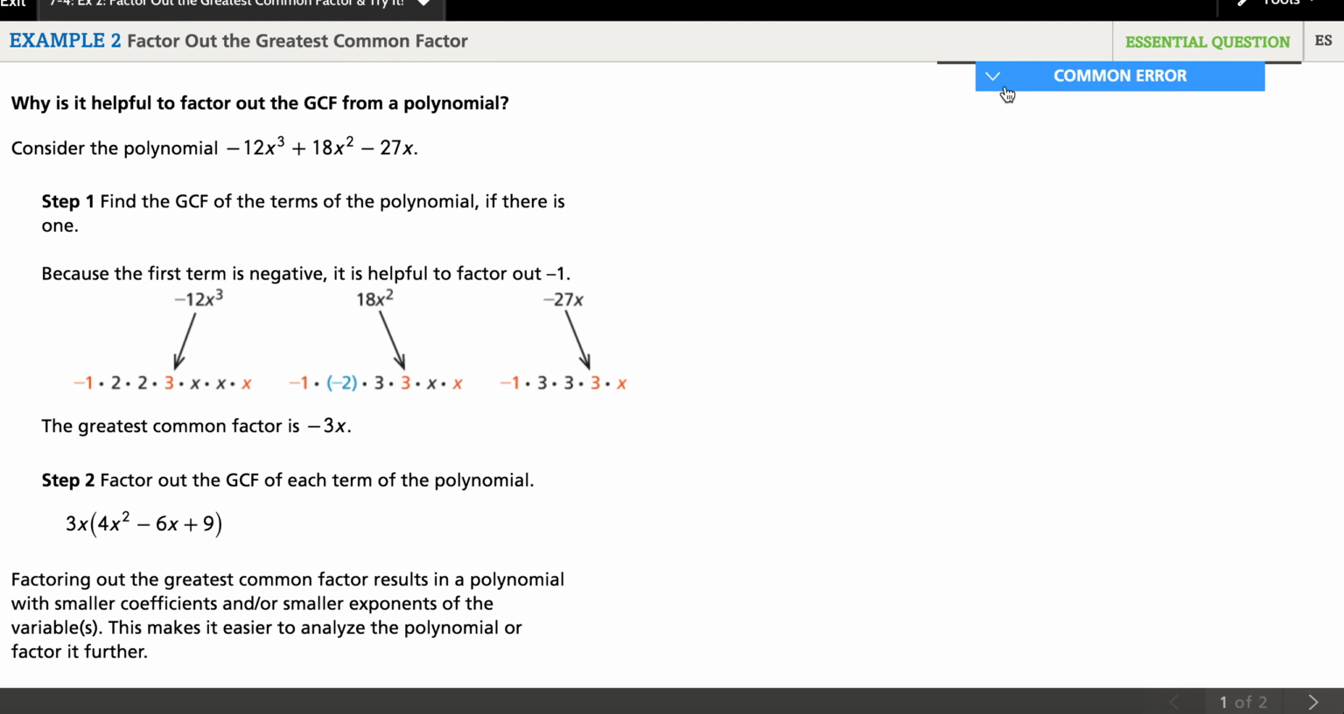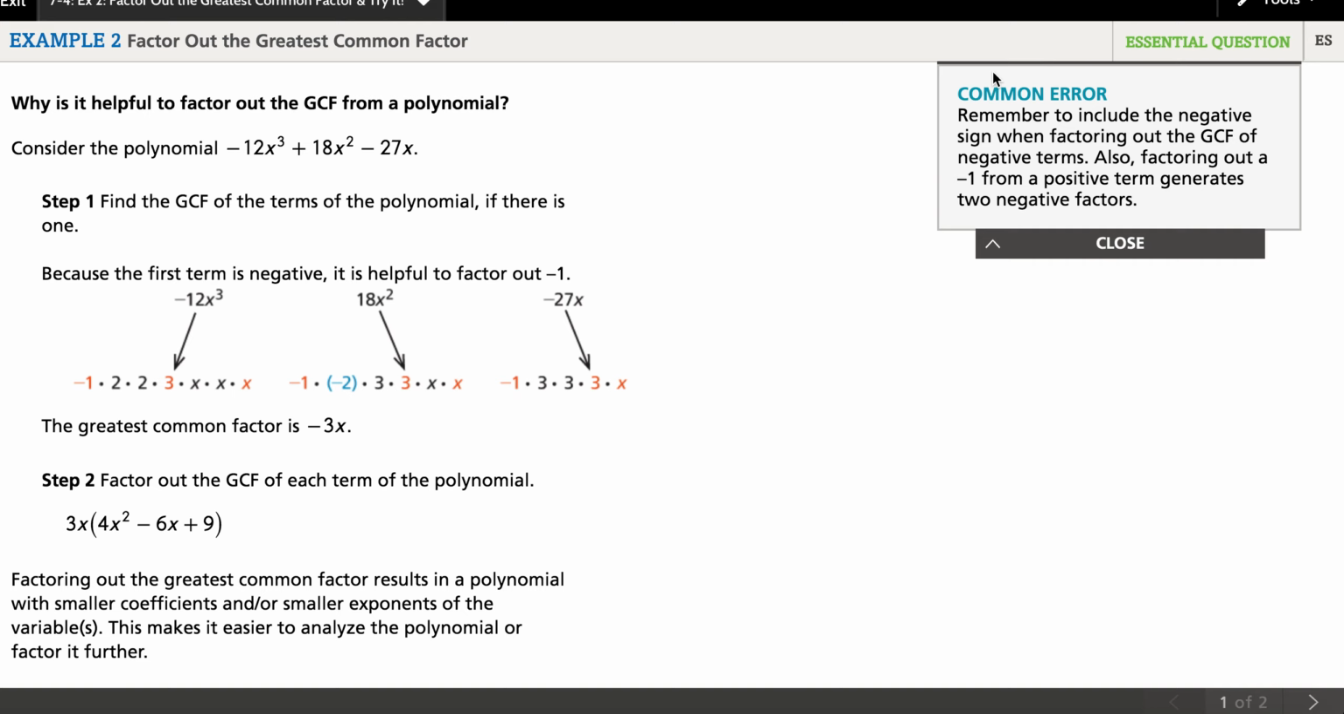Common errors. Let's see what the common errors are in this situation. Remember to include the negative sign when factoring out the GCF of negative terms, as we did here. Also, factoring out a -1 from a positive term generates negative factors, as you see here. Because we are factoring out -1, we do have to put this as a negative number, -2.